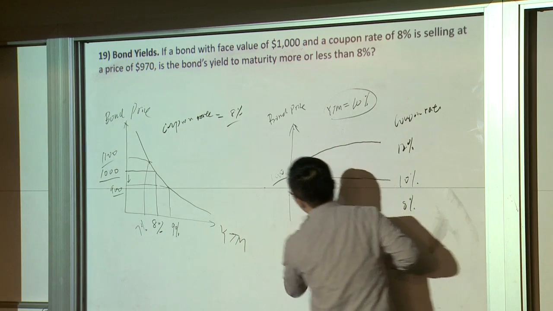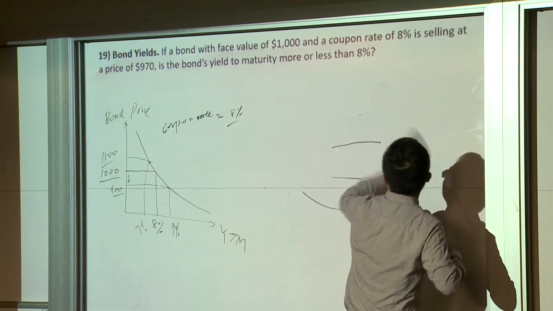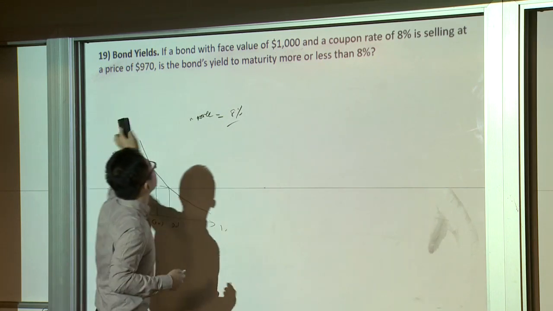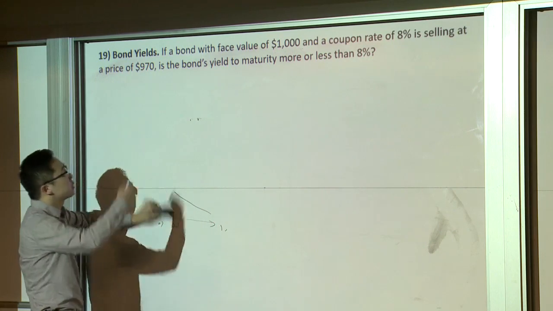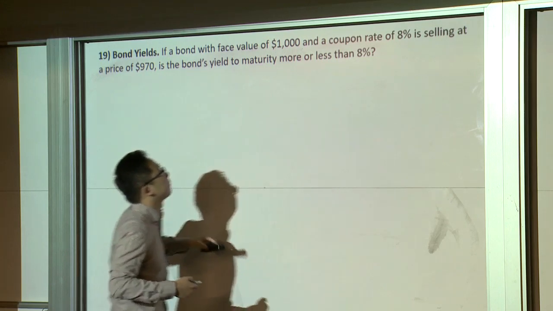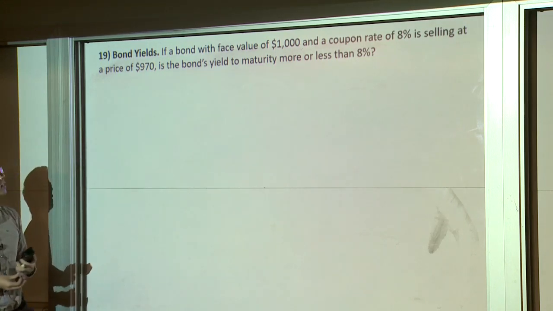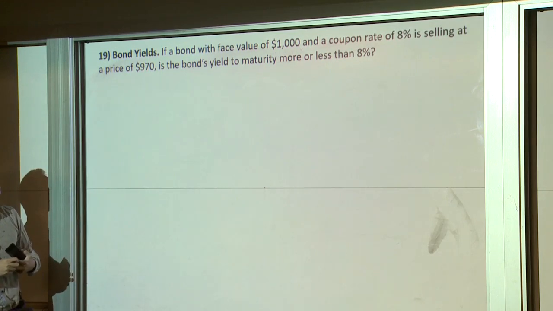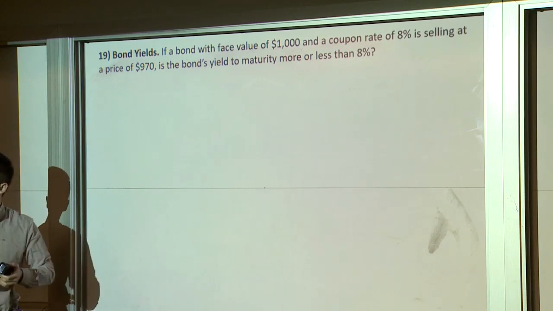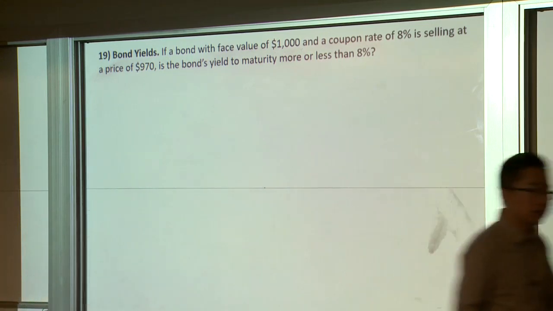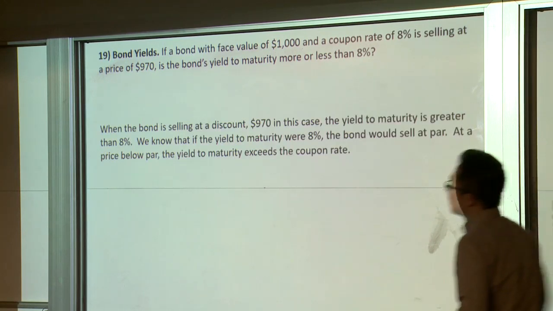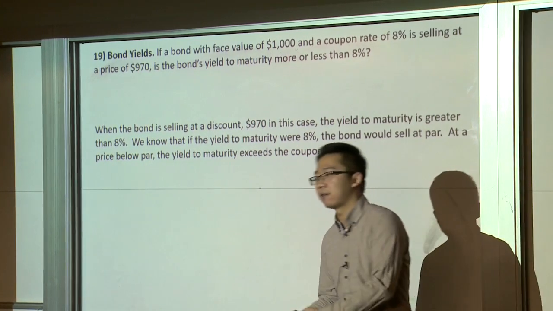So let's get started on question 19. Bond yields. If a bond with a face value of 1,000, so most bonds have a face value of 1,000, right? And a coupon rate of 8%, is selling at the price of $970. Is the bond's yield to maturity more or less than 8%? More. Why is it more? So it is discounted. Exactly. It should be more than the coupon rate, right? Because it's selling at a discount, the yield to maturity should be greater than the coupon rate.